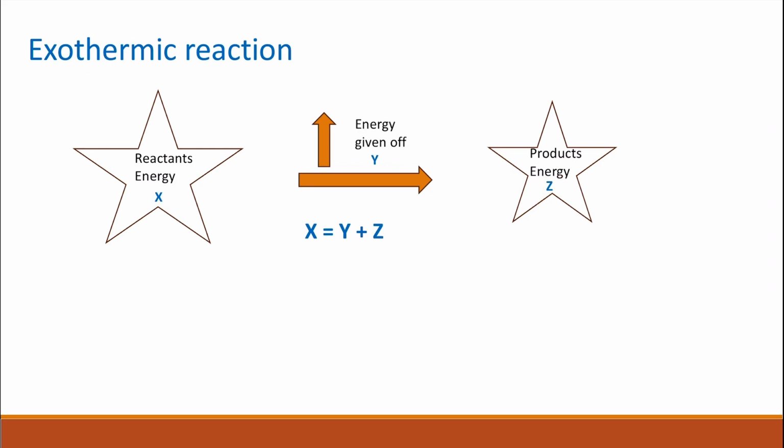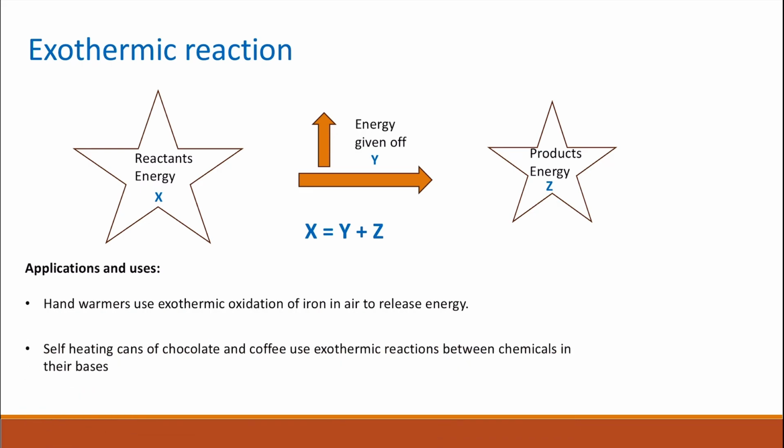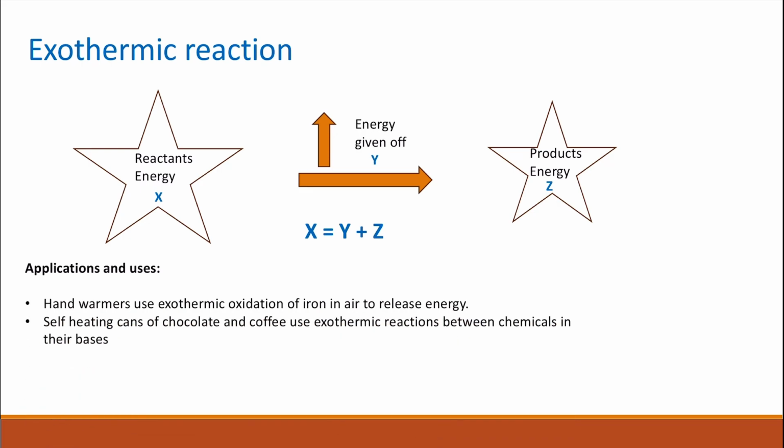So are there any applications and uses for these types of reactions? There are several. Some examples are the hand warmers that we use. Hand warmers use exothermic oxidation of iron and air to release energy. So you can use them to warm your hands. Also the self-heating cans of chocolate and coffee use a certain type of exothermic reaction between chemicals in their base, so they release heat that can be used for self-heating.